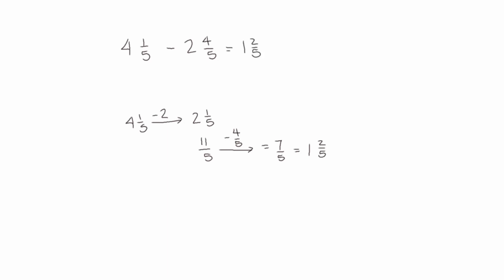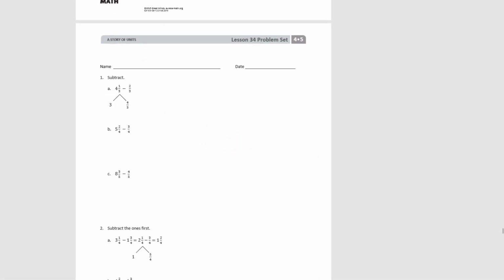So let's try some problems in our problem set. So here we're going to subtract a fraction from a mixed number. The strategy we're using is pulling out 1. So they've started it for us, rewritten 4 1/3 as 3 4/3. So now we can subtract the 2/3 and we end up with 3 2/3. You try B.